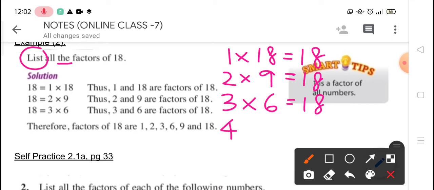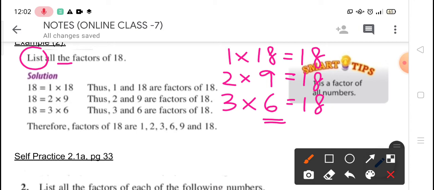Nope, right? So 4 is out of our list. After 4, we continue with 5. Can 5 multiply any number to get 18? No also. So 5 is also out of our list. How about 6? Can 6 multiply any number to get 18? Yes, 6 can multiply 3 to get 18. But anyway, 6 is already in our list. That means we have done all the factors here.